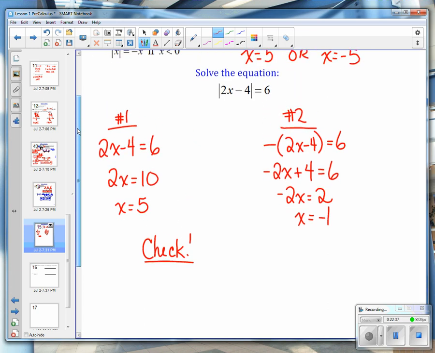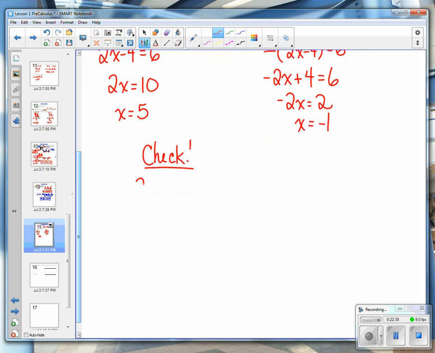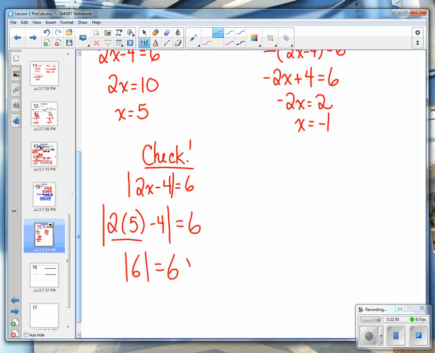So remember our equation, the absolute value of 2x minus 4 is equal to 6. So let's do that. I'm going to take number 1, so the absolute value of 2 times 5 minus 4 is equal to 6. Well, yeah, 2 times 5 is 10. 10 minus 4 is 6. So the absolute value of 6 is 6, so we're good to go on that one.